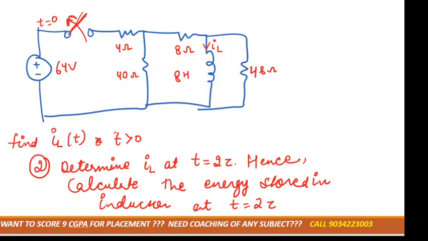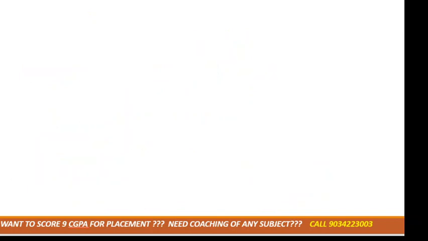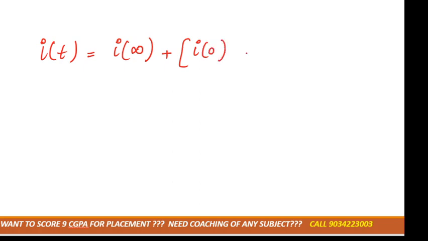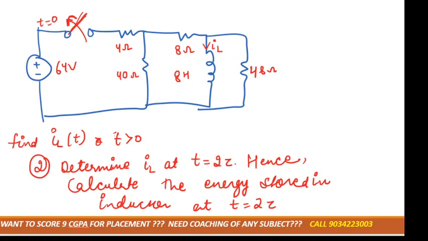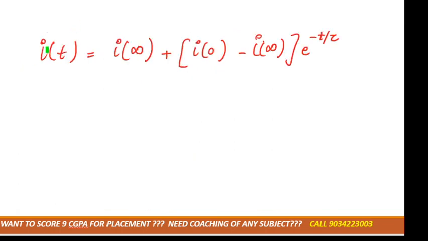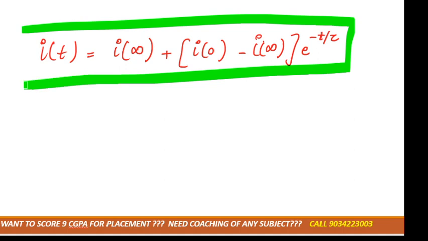Okay, in this question, first of all, I'm writing the equation: I(t) is equal to I(infinity) plus [I(0) minus I(infinity)] e raised to power minus t by tau. They ask you the value for I(t). For this we have to follow this formula.